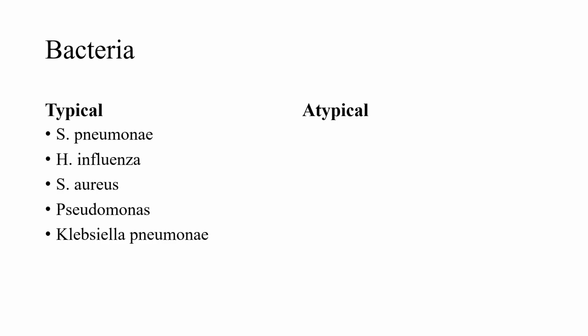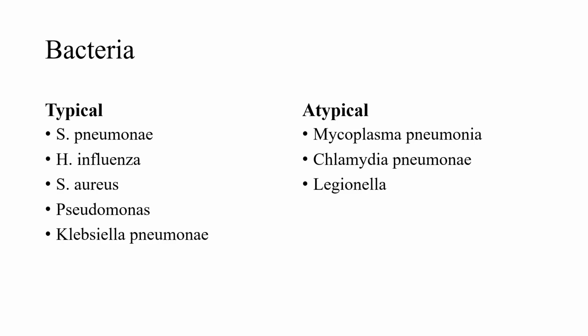On the atypical side, we have Mycoplasma pneumonia, Chlamydia pneumoniae, and Legionella. And the atypicals are sometimes called walking pneumonia as a colloquial, especially Mycoplasma, just because it isn't always as serious. You can see these people, quote unquote, walking around on the street, and that's how it gets its name.